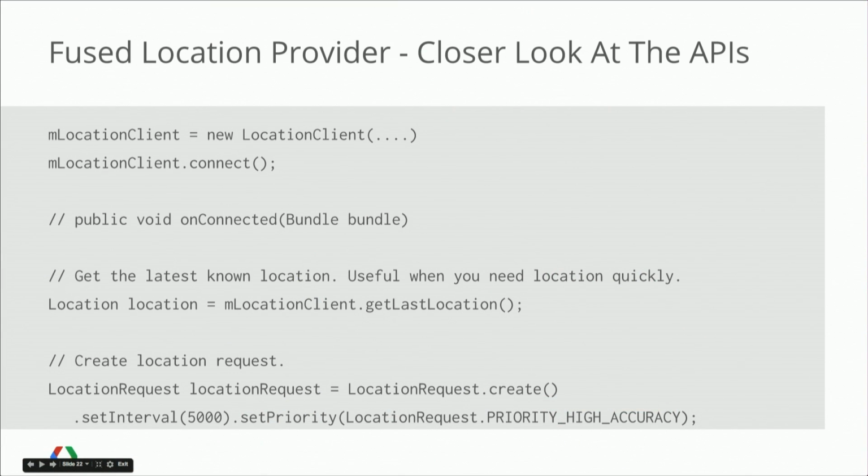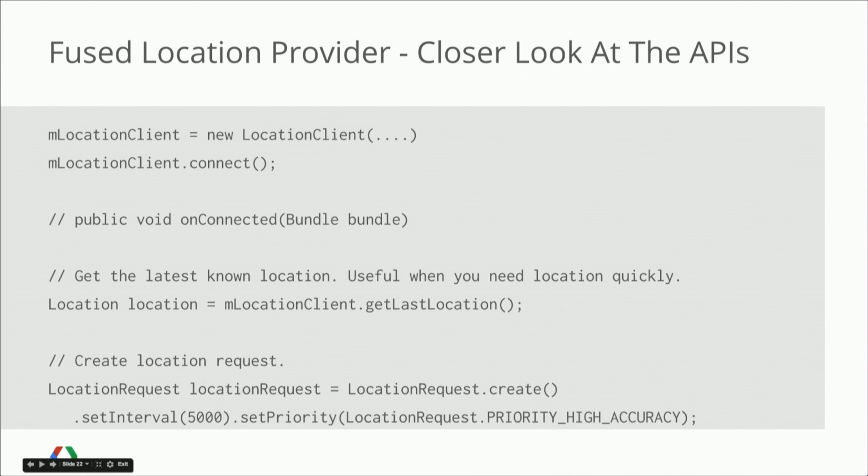All right, so now that I've talked about pending intents and listeners, let's have a closer look at the APIs. You create an instance of the location client. You call connect on it. You get a callback on connected. You call the function get last location on the location client object. You will immediately receive a coarse location that's maintained by the system.